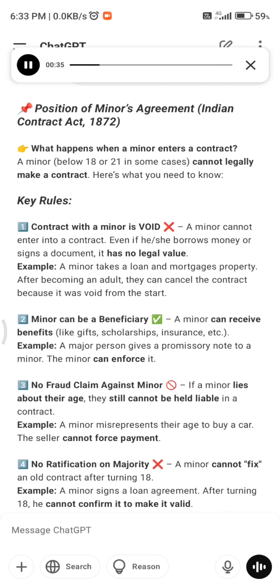2. Minor can be a beneficiary. A minor can receive benefits, like gifts, scholarships, insurance, etc. Example: a major person gives a promissory note to a minor. The minor can enforce it.